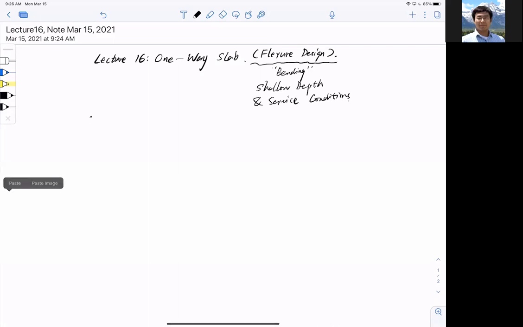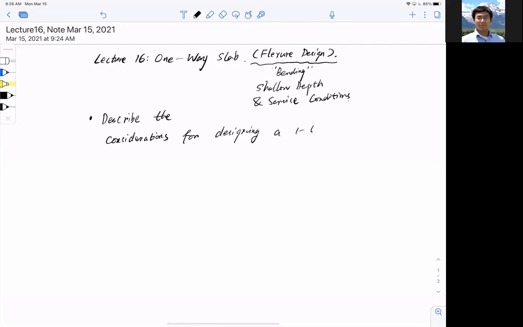So the objective of this lecture today first is that we shall be able to describe the conditions, right? The considerations for designing a one-way slab. That is almost the way to say the definition of one-way slab.